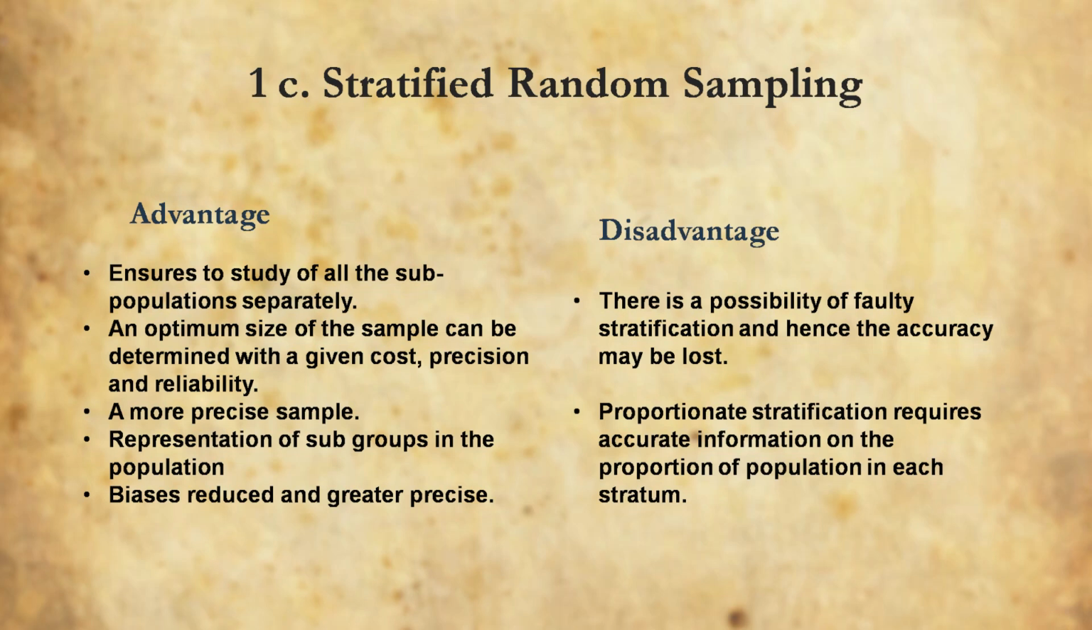Stratified random sampling has its own advantages, where it ensures the study of all the subpopulations separately. An optimum size of the sample can be determined with a given cost, precision and reliability. It is a more precise sample and a representation of subgroups in the population. Here, the biases are reduced and it is in a greater precise form. The disadvantage includes that there is a possibility of faulty stratification and hence the accuracy may be lost. The proportionate stratification requires accurate information on the proportion of population in each stratum.